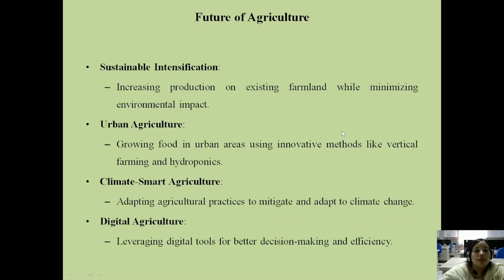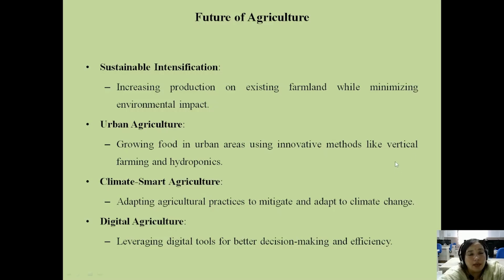Then come to the future of agriculture. Sustainable intensification, increasing production on existing farmland while minimizing environmental impact. That is the sustainable future of agriculture. Urban agriculture is growing food in urban areas using innovative methods like vertical farming and hydroponics. Then climate smart agriculture, adapting agriculture practices to mitigate and adapt to climate change. Then digital agriculture, leveraging digital tools for better decision making and efficiency.